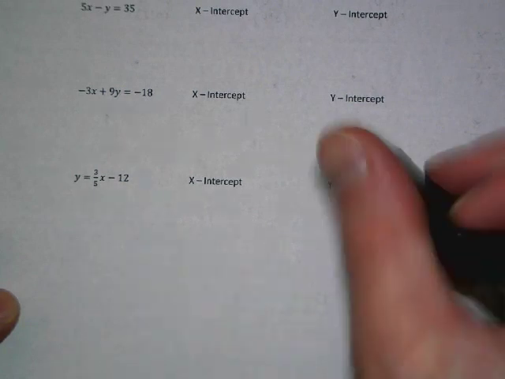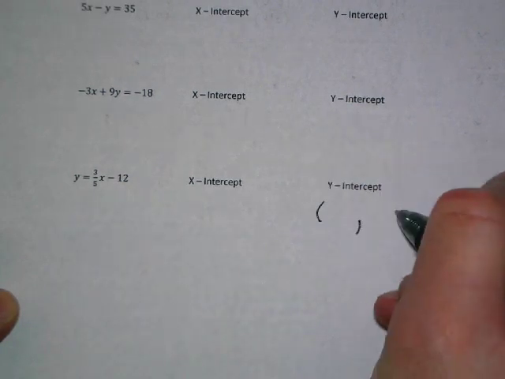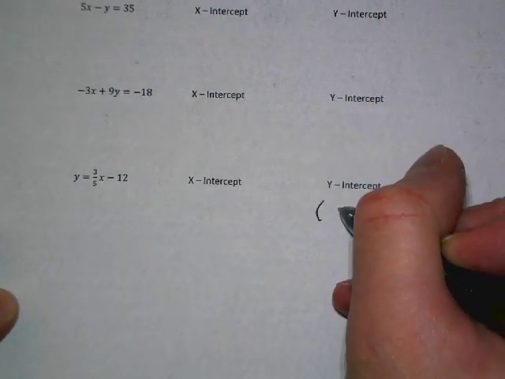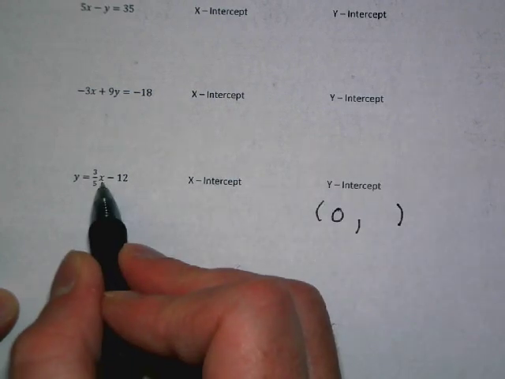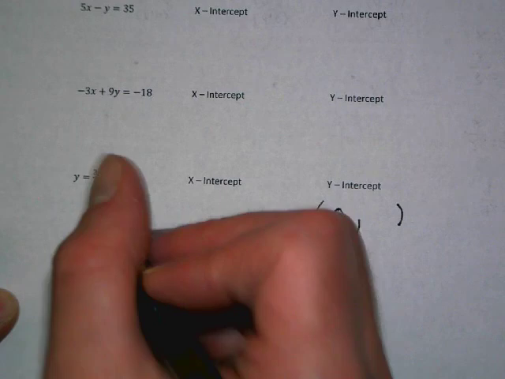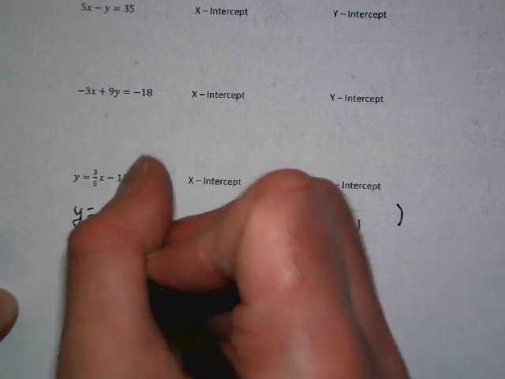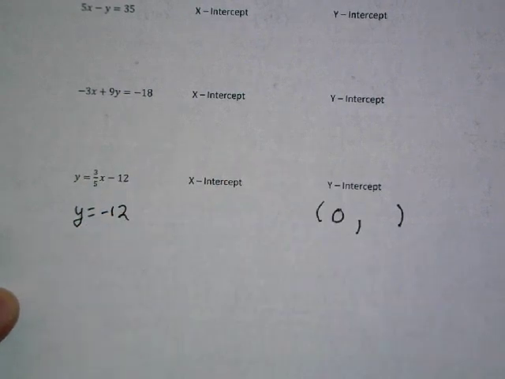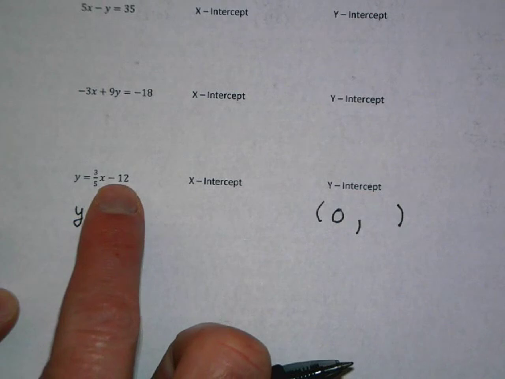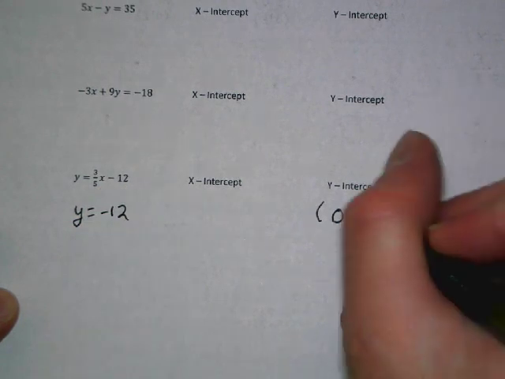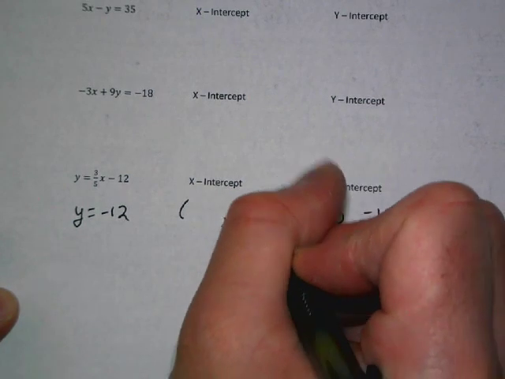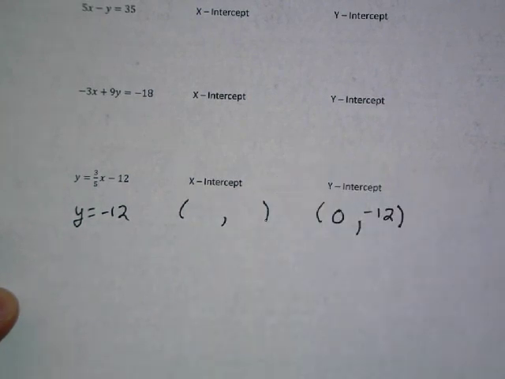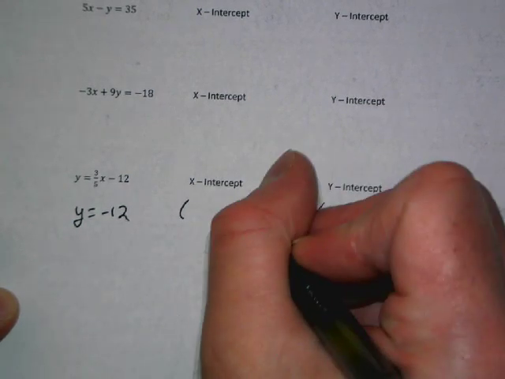Now, slope-intercept form, it makes the y-intercept very easy to find. The x-intercept is going to take a little more work. So for the y-intercept, if I plug in 0 for x, 3/5 times 0 goes away. All I'm left with is y equals -12, which makes sense. In slope-intercept form, we know this is our y-intercept. So 0, -12 is your y-intercept. But in return for that being easier, the x-intercept takes a little more work.